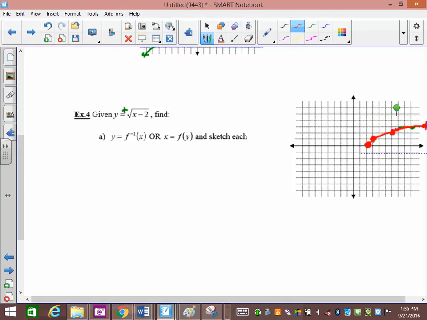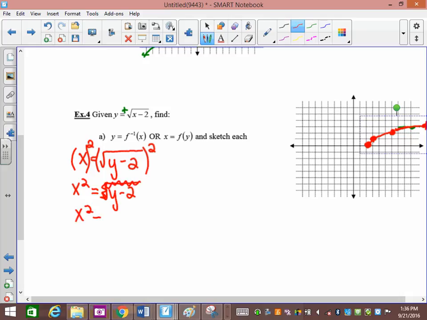Okay? They want the inverse of it. Probably get the equation first. Even if you don't get a graph, you get the equation, swap the x and y. X equals square root y minus 2. Remember what does square root work itself back out to? Square. So let's see if you can do that other way. Now we have x squared equals y minus 2. And then we have the square root gone. And we have x squared plus 2 equals y.